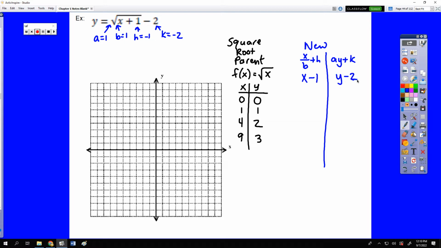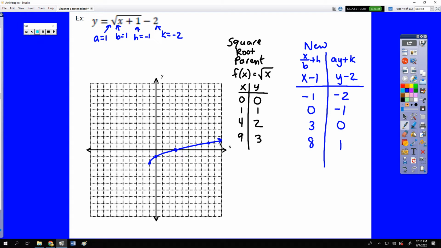So that would be negative 1, 0, 3, and 8 in the x column, and negative 2, negative 1, 0, and 1 in the y column. Negative 1, negative 2, 0, negative 1, 3, 0, and 8, 1 give us our nice square root function equation.